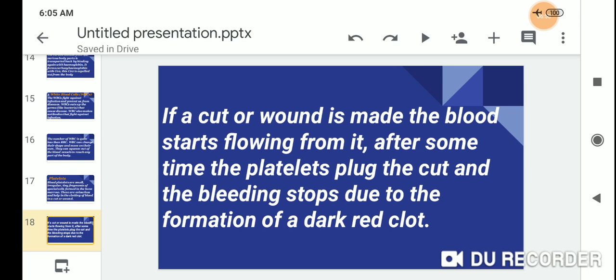If a cut or wound is made, blood starts flowing from it. After some time, the platelets plug the cut and the bleeding is stopped due to the formation of a dark red clot.